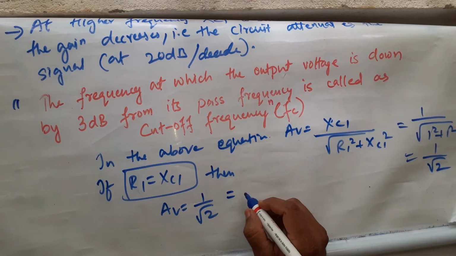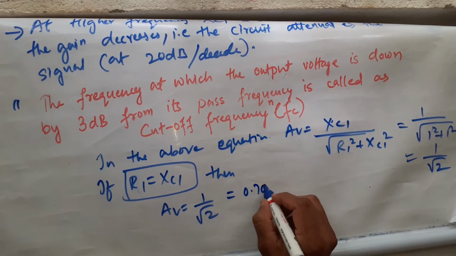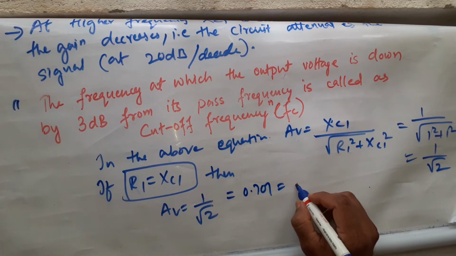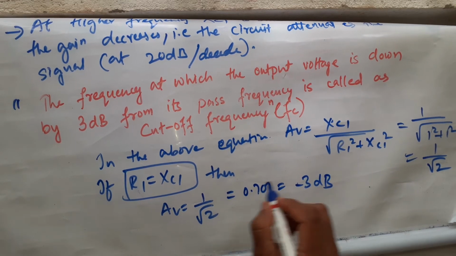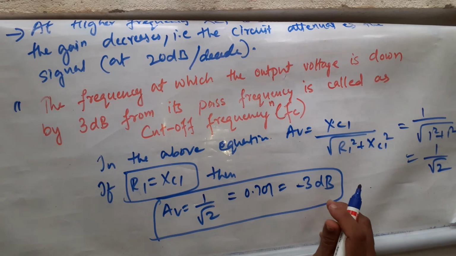This will give you 0.707, which is nothing but minus 3 dB fall in the gain. Okay.